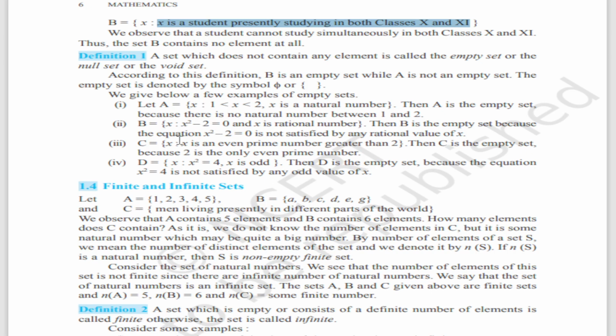Let's discuss this one example. X, this is a set of all values X which satisfies the equation x square minus 2 is equal to 0, and X is a rational number. Do we have any rational number that satisfies this equation? No, because the roots of this equation are plus minus root 2 and both of them are not rational. So that is why this set is empty, right? It does not contain any element.